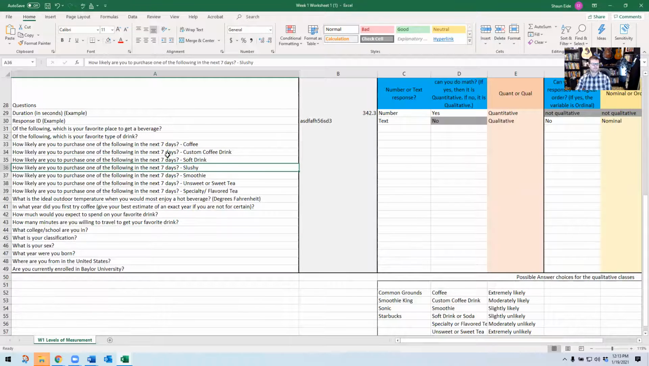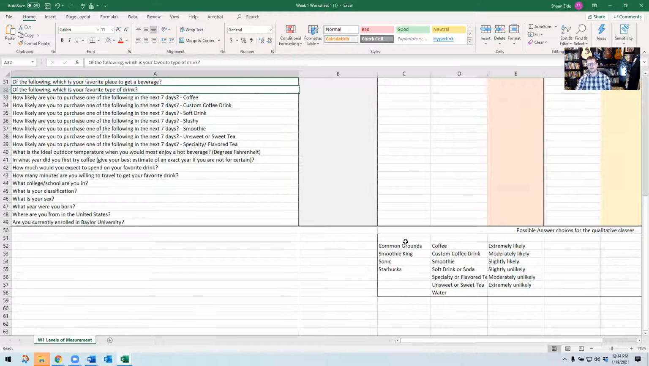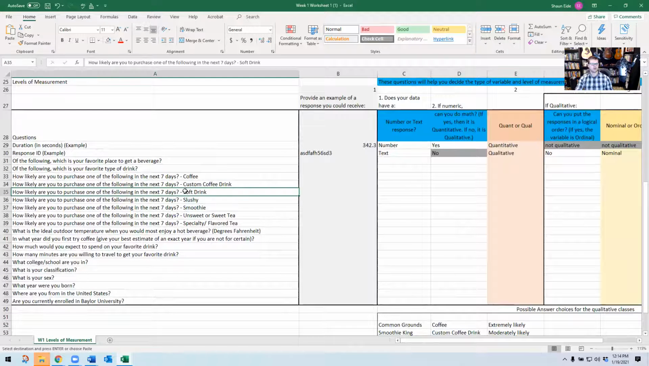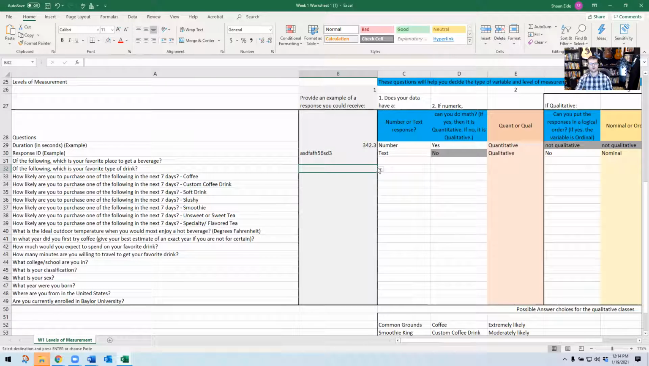This is a really good one. Which is your favorite type of drink? And people get really confused about this. So these are the different types of drinks. Let's look at, for instance, unsweet tea. What is your favorite type of drink? Oh, I actually have it right here, specialty unsweet tea. I didn't realize. Yeah, I have all the possible answer choices. You can just do a drop down and bada bing, bada boom.